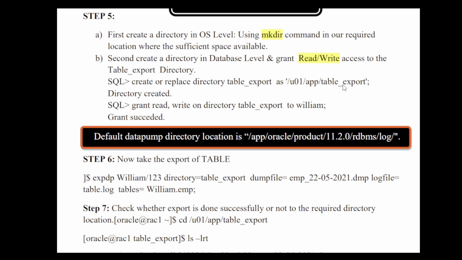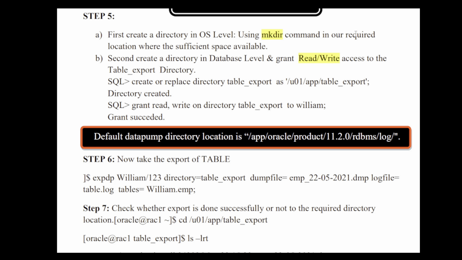That's it. Once that is completed, step 5: first create a directory at OS level. I already told you about OS level: in the sense of dollar, everything except SQL> will be OS level only. If you are typing a command at SQL>, that is called database level. If you are typing commands after dollar or after hash, that is called OS level commands.